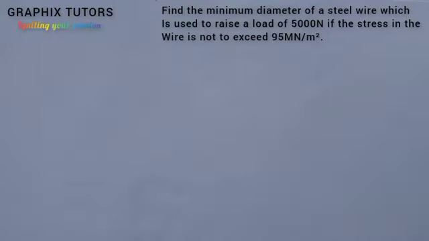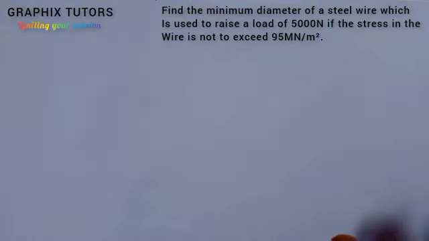Today we want to solve another problem in stress and strain in bars. We'll be analyzing that question at the top right corner of the screen. And the question goes like this. It says, find the minimum diameter of a steel wire which is used to raise a load of 5,000 Newton if the stress in the wire is not to exceed 95 meganewton per meter square.